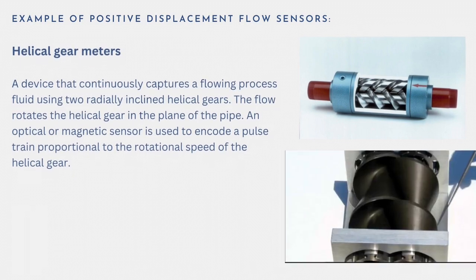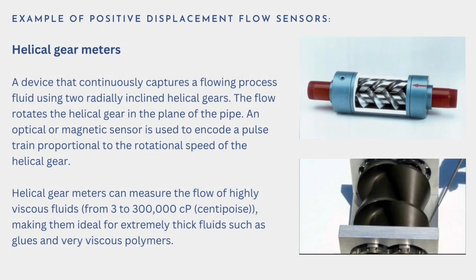Another example of a positive displacement flow meter is the helical gear meter, a device that continuously captures a flowing process fluid using two radially inclined helical gears. The flow rotates the helical gear in the plane of the pipe. An optical or magnetic sensor is used to encode a pulse train proportional to the rotational speed of the helical gear. Helical gear meters can measure the flow of highly viscous fluids from 3 to 300,000 cP or centipoise, making them ideal for extremely thick fluids such as glues and very viscous polymers.